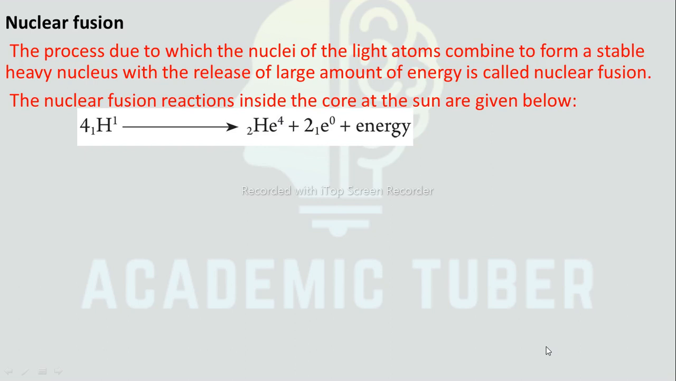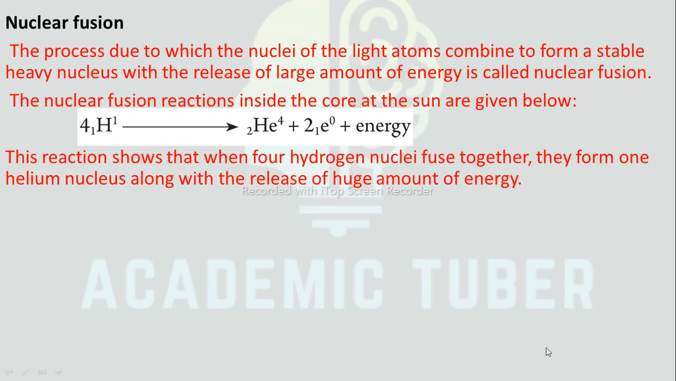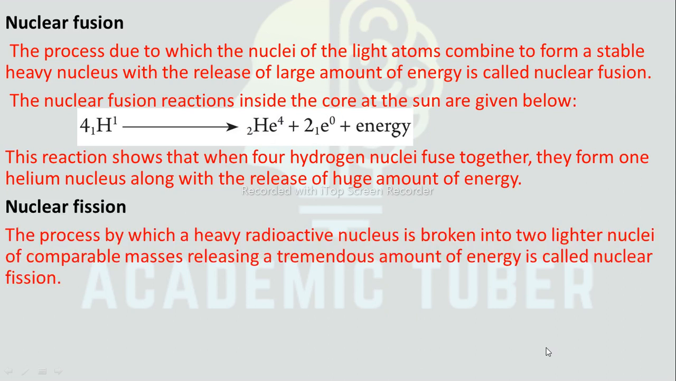The nuclear fusion reaction inside the core of the sun is given below. So here we can see in the reaction as well. We know that hydrogen is a light atom and it is unstable, and helium is comparatively heavy and also stable. From the given reaction we came to know that when 4 hydrogen nuclei fuse together, they form 1 helium nucleus along with the release of a huge amount of energy.